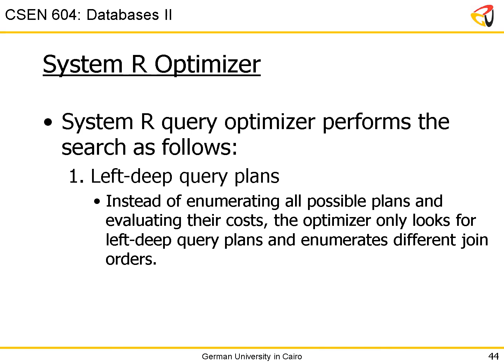So, what did System R contribute? Why is the optimizer for System R so popular? First of all, it was the first to introduce the notion of using left deep query plans. As I've written there, instead of enumerating all possible plans and evaluating their cost, the optimizer only looks for left deep query plans and you enumerate the different join orders. So this is coming from System R.